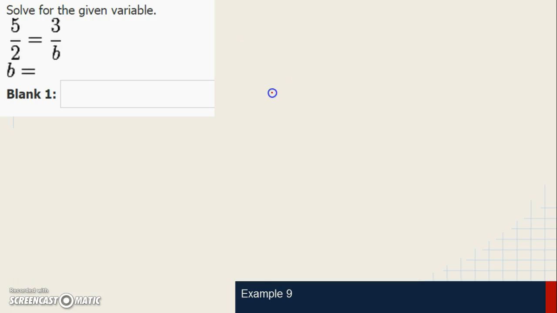Five over 2 equals 3 over b. What number is going to make these equivalent ratios? Let's find out. 5 times b equals 3 times 2 is 6. Again, I just cross multiplied my denominator with the numerator of the other fraction and the numerator with the denominator of the other fraction. Now I'm going to isolate b. I'm going to divide by 5, divide by 5. b equals 6 divided by 5.